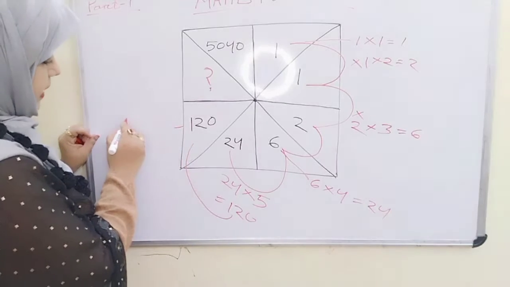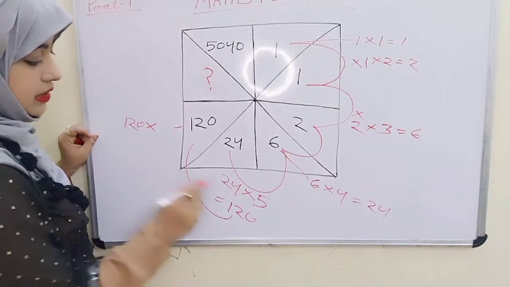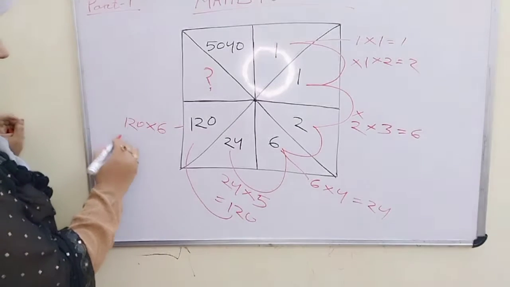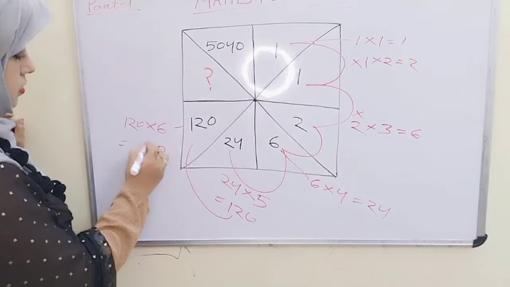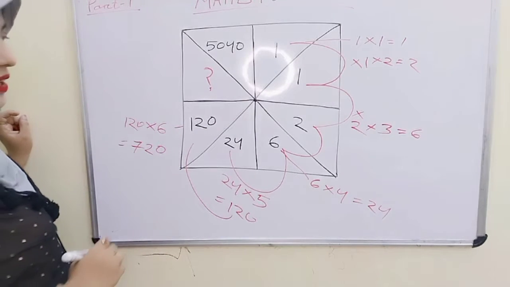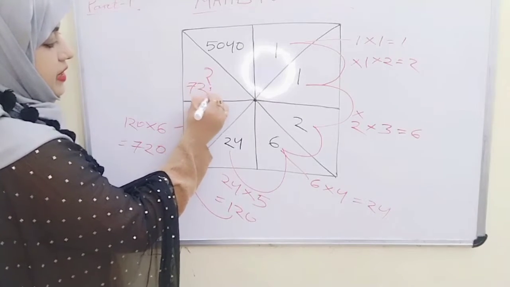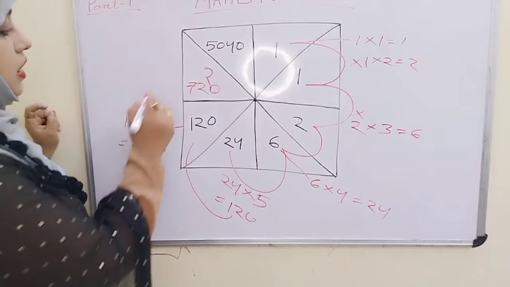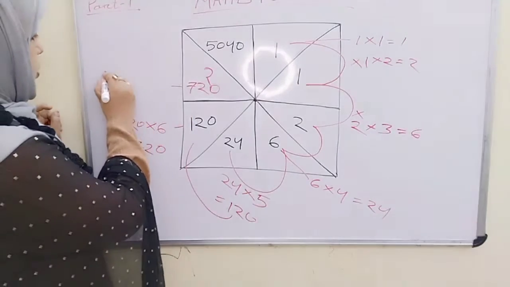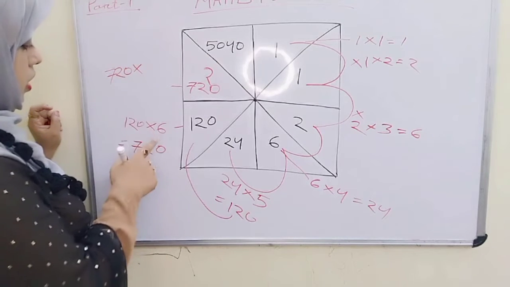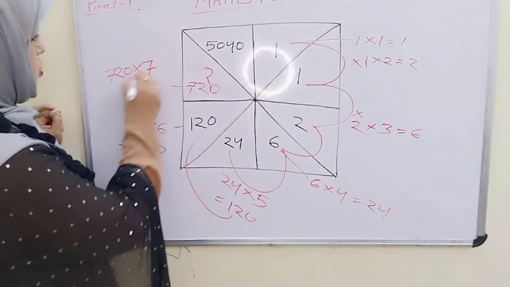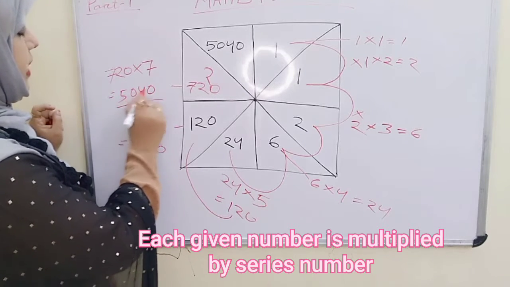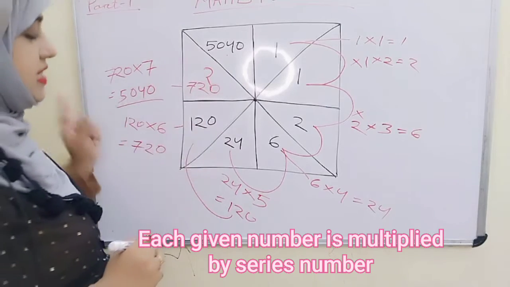Next, do the same thing. So you have to multiply 120 by how much? Here is 5, so you have to multiply by 6. So what is the answer? 720. Okay, so our answer here is 720. Understand? So if you have any doubt, you can check this. Let's continue this pattern. When you multiply 720 by 7, what do you get? Yes, this is correct. You get 5040. So this pattern is correct.